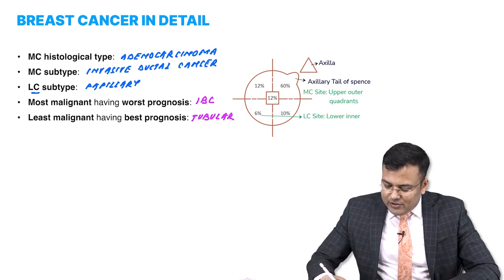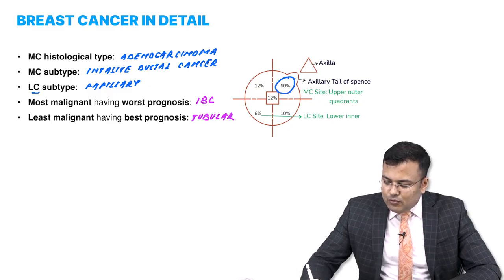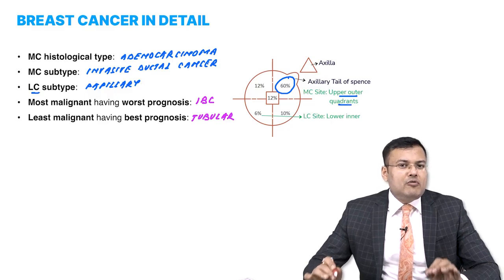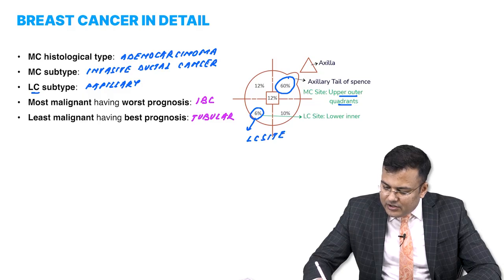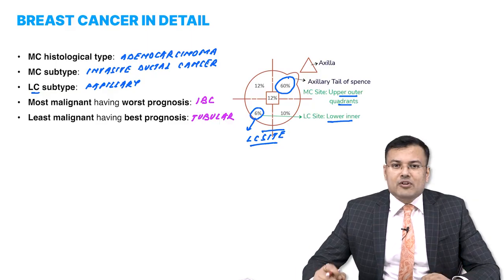So here in this image, you can notice that this is the upper outer quadrant, which is the most common site, because there is the maximum amount of breast tissue. And the least common site is the lower inner quadrant. Why? Because there is the least amount of breast tissue.